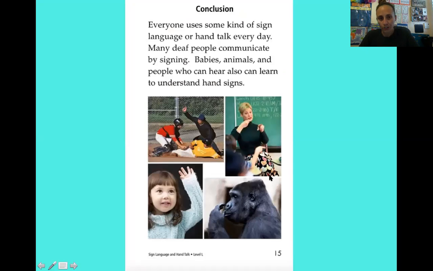In conclusion, everyone uses some kind of sign language or hand talk every day. Many deaf people communicate by signing. Babies, animals, and people who can hear also can learn to understand hand signs.